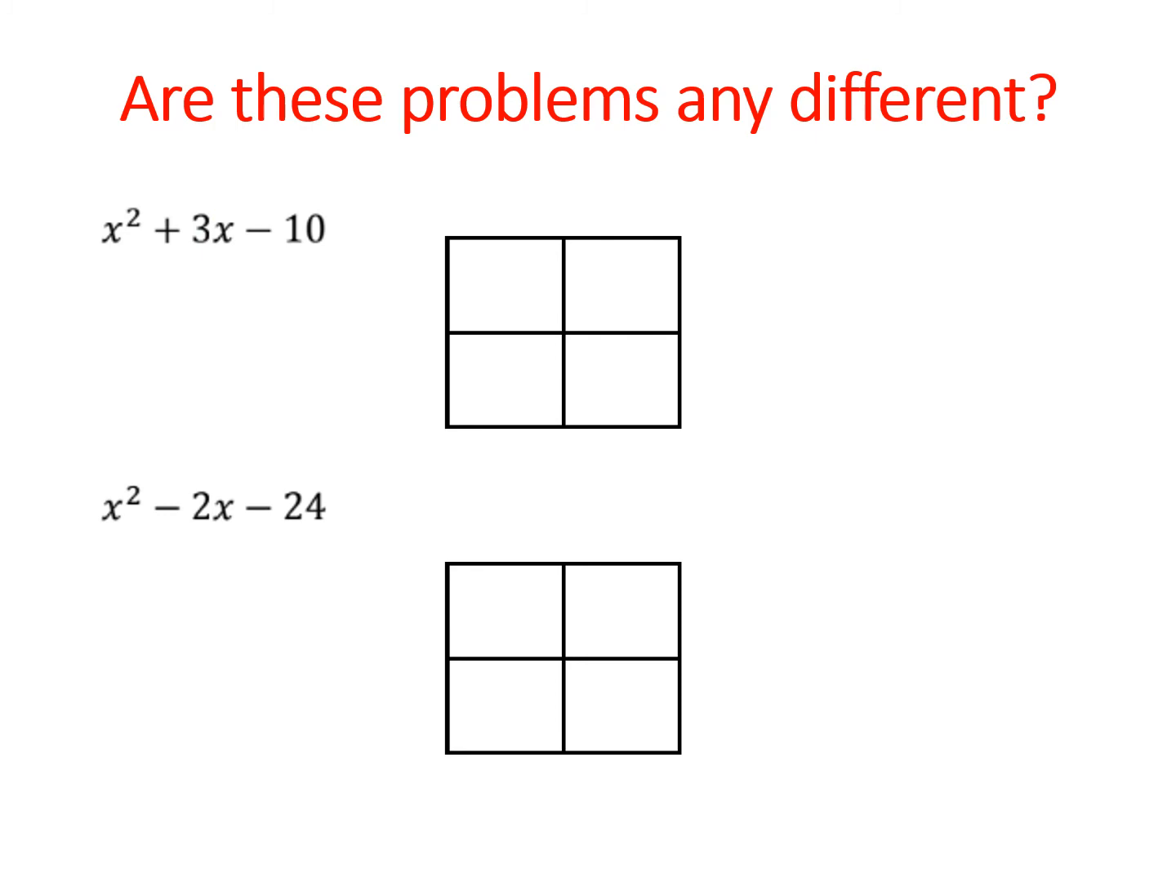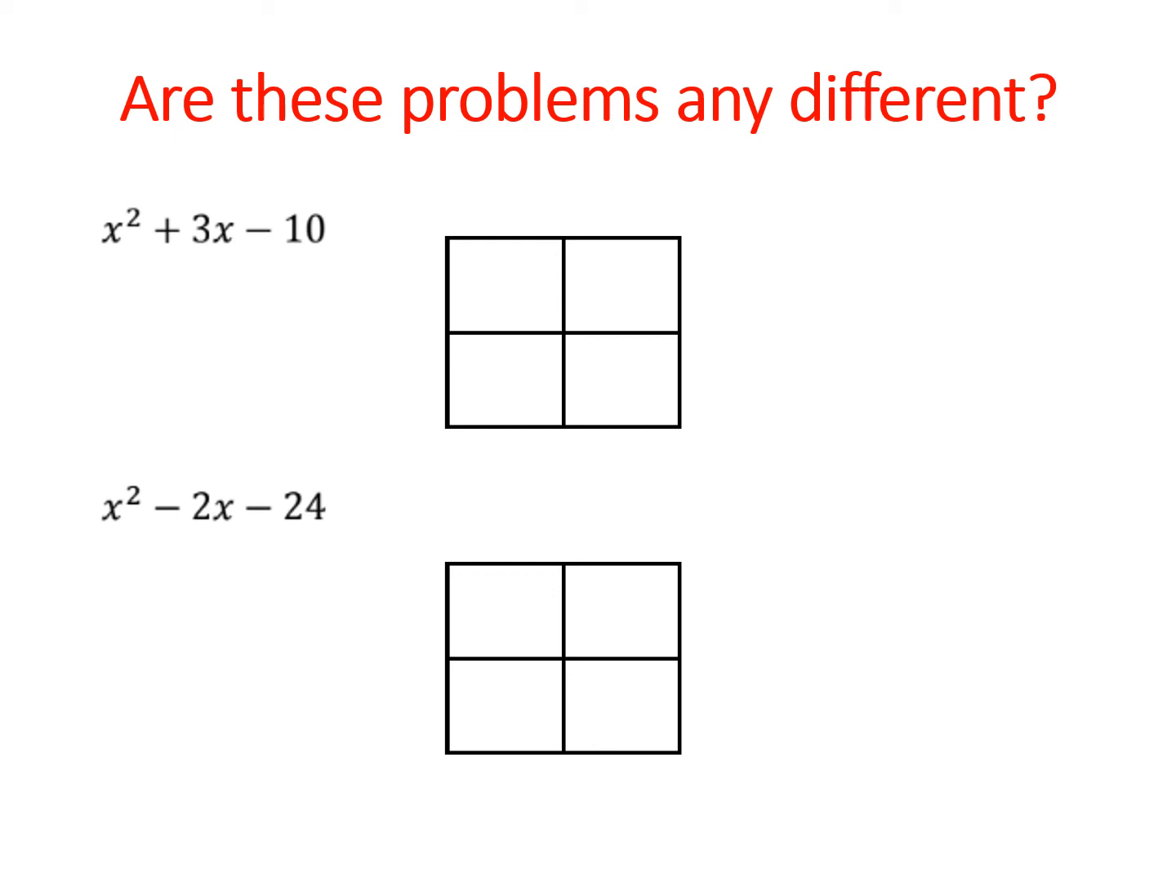All right, so my question for the next slide is, are these problems any different? We have x squared plus 3x minus 10 and x squared minus 2x minus 24. Well, if you notice, they have three terms, which we've worked a lot of those, and we know when there are three terms, we draw our 4 blocks, so I already have those prepared. But there is something different about them.